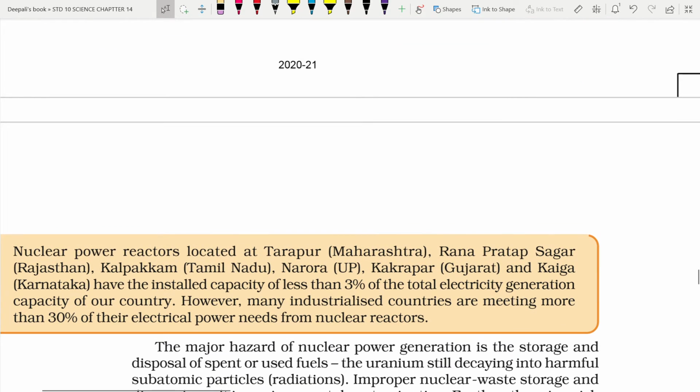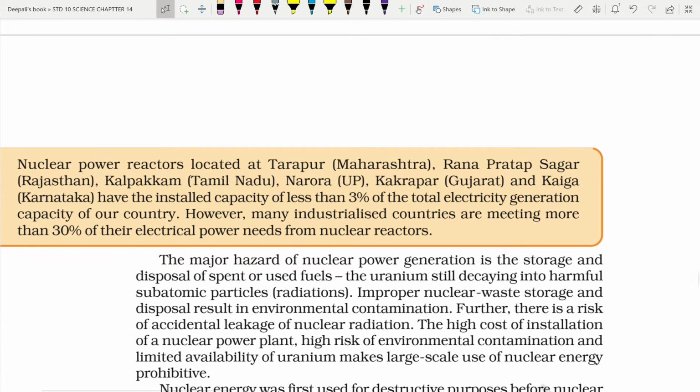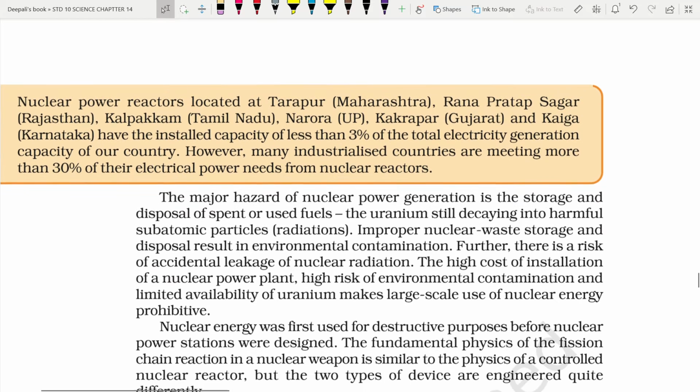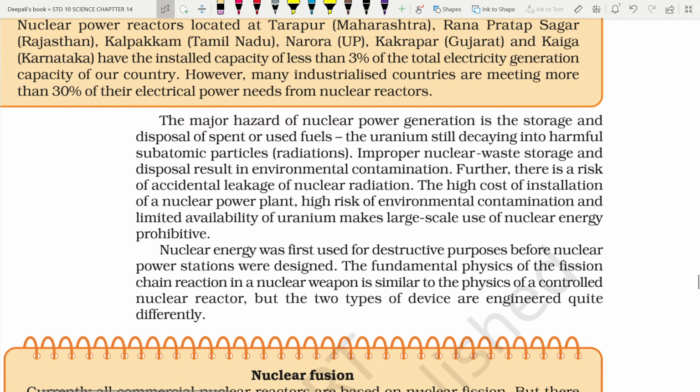The nuclear power reactors located at Tarapur, Maharashtra; Rana Pratap Sagar, Rajasthan; Kalpakkam, Tamil Nadu; Narora, UP; Kakrapar, Gujarat; and Kaiga in Karnataka have an installed capacity of less than 3% of the total electric generation capacity of our country. However, many industrial countries are meeting more than 30% of their electrical power needs from nuclear reactors. So it's a very high source of energy.